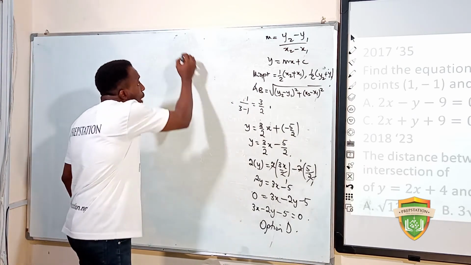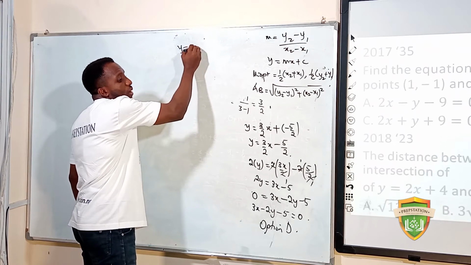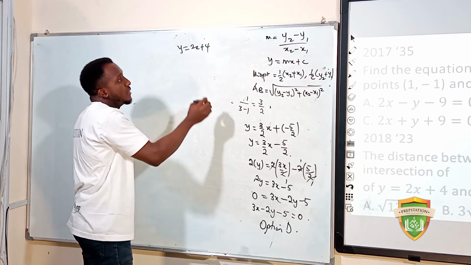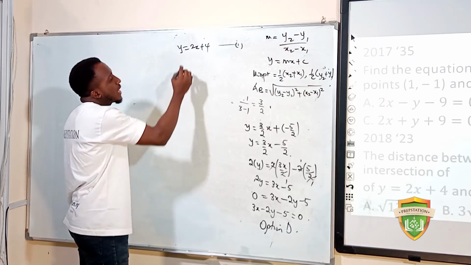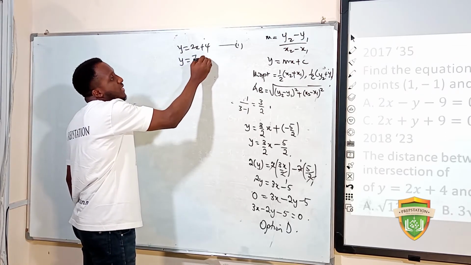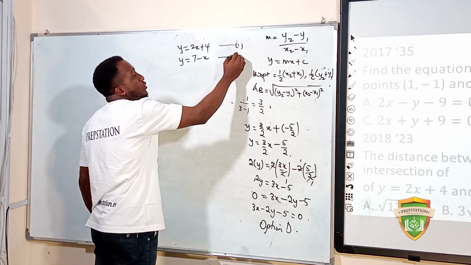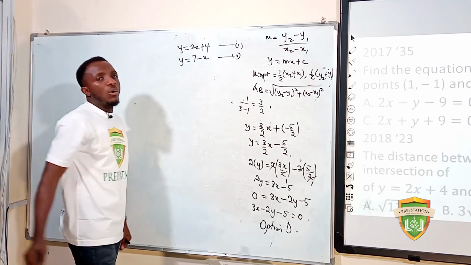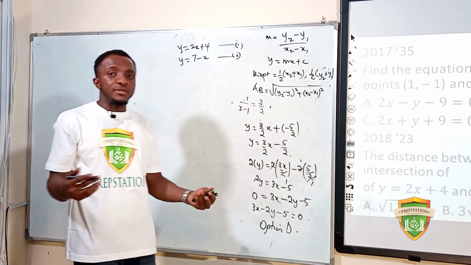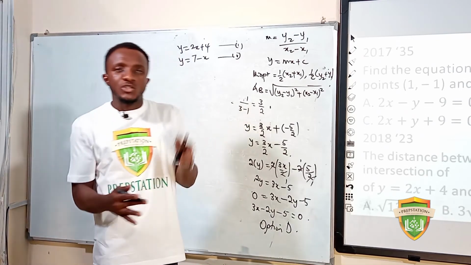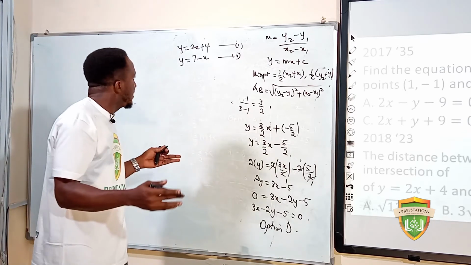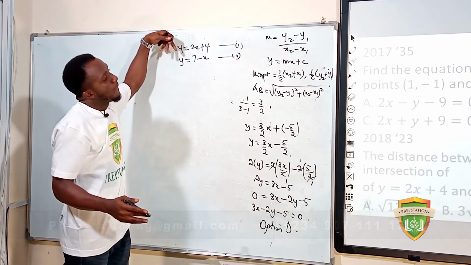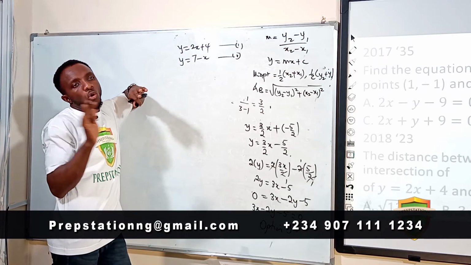So we have y equals to 2x plus 4. That's the first equation, if you like. Equation 1. The second one is y equals to 7 minus x. We can call this equation 2. Now, you remember your methods. Elimination method, substitution method, graphical method. Okay, so I'm reminding someone now. So look at this. We don't need to do anything.